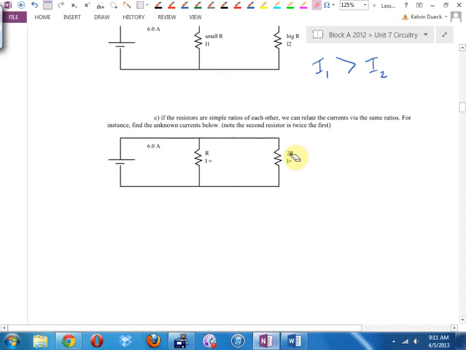Twice as big means half as many people, skiers, current. So how can you break a 6 amp current up into half as many, twice as many? Gotta be 4 amps and 2 amps. I don't use that very often to solve a circuit, but that is one of those handy-dandy error checks. Oh, I knew that was going to happen. Hey, my answers look right to me because I noticed there is a ratio between the resistors.